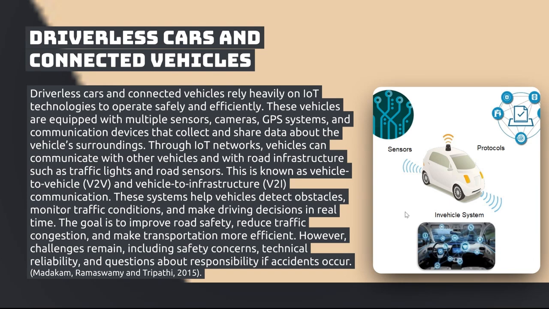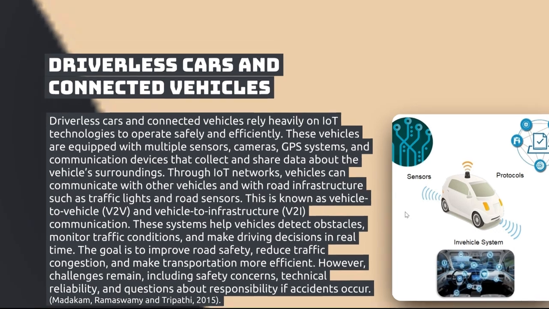Through vehicle-to-vehicle and vehicle-to-infrastructure communication, cars can share information about traffic conditions, road hazards, and navigation routes. This connectivity helps improve road safety and traffic efficiency while supporting the development of autonomous driving technologies.